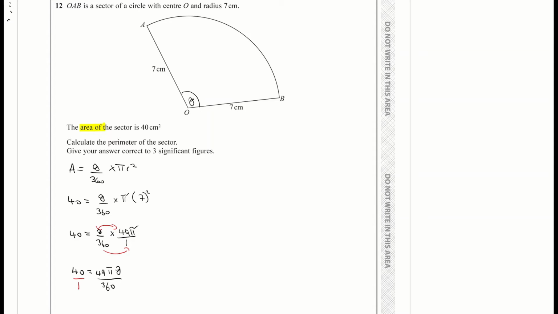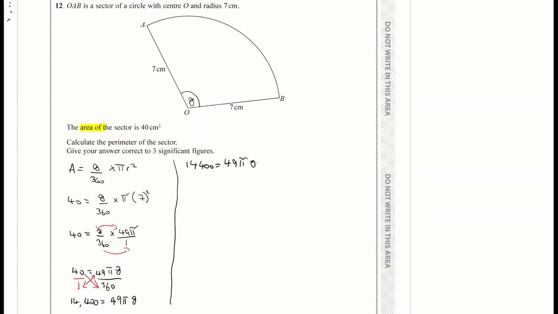When I have two fractions equal to each other, the simplest way to simplify is to do cross multiplication. So 40 multiplied by 360 is giving me 14,400, is equal to 1 multiplied by 49 pi theta, which is 49 pi theta. Running out of space there, so I'm just going to bring it up here. So that's 14,400 is equal to 49 pi theta.